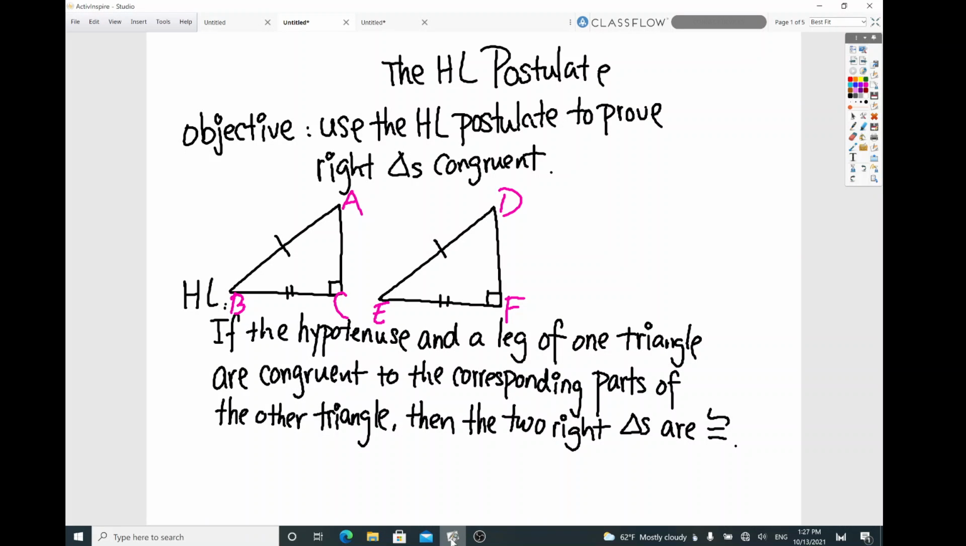So this one is actually part of Unit 5, Chapter 5 from the Big Ideas book, but somehow it's missing right there. Hypotenuse and leg, that's another postulate which we can use to prove triangles congruent.